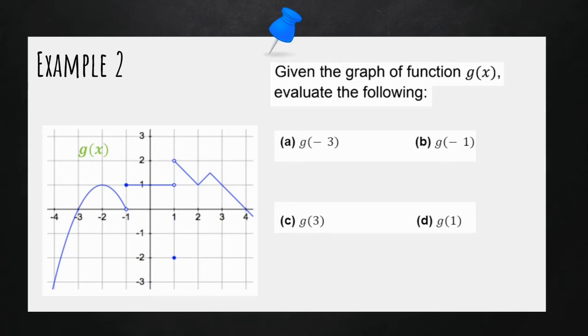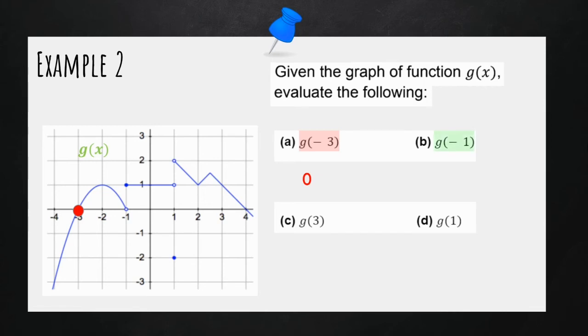Here, I give you a graph. So this is a piecewise function just in graph form. So still, let's evaluate the different parts. Now, here in part A, g of -3, my x value is -3. So I'm going to go to my graph at -3, and I'm going to see at -3 that y value is 0. So for part A, I'm going to write down my y value of 0.